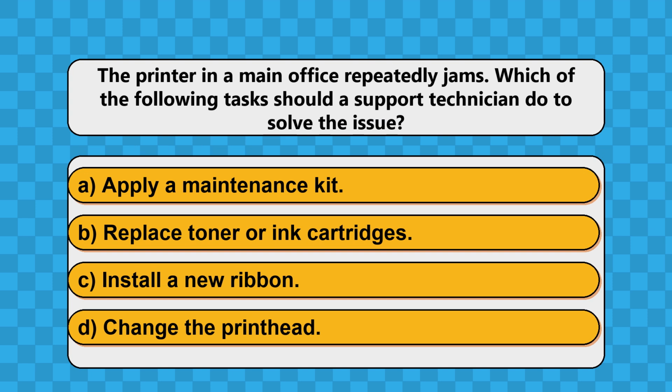Question 6. The printer in a main office repeatedly jams. Which of the following tasks should a support technician do to solve the issue? Option A. Apply a maintenance kit. Option B. Replace toner or ink cartridges. Option C. Install a new ribbon. Option D. Change the print head.